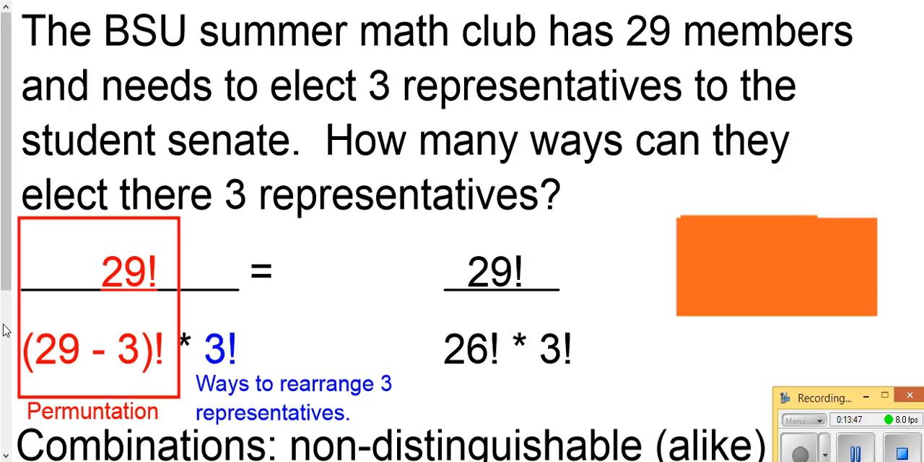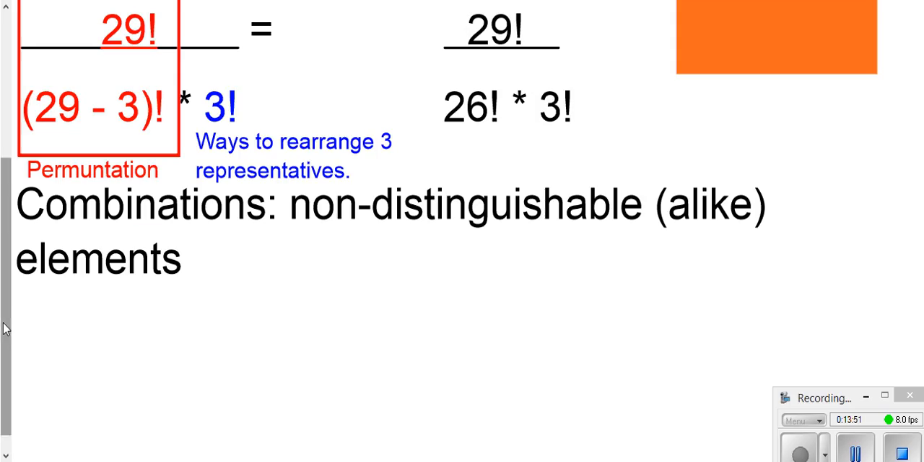Now this ends up being a combination. And combinations are non-distinguishable elements, meaning they're alike. And like we said, if we take Bob, Joe, and Jillian and rearrange them, it's really the same group. They're all alike.